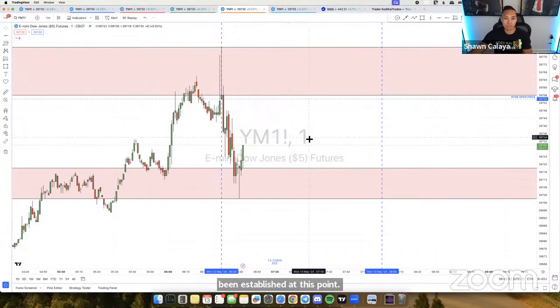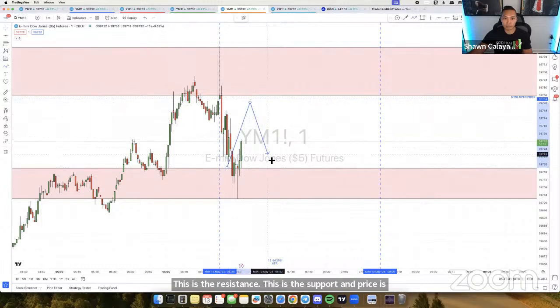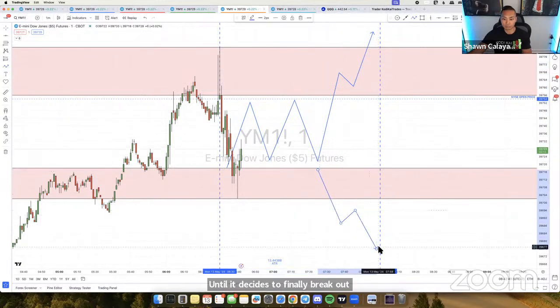All right, so we got structure right here now. Now you guys can see where the range is currently sitting. This is the resistance, this is the support. And price is pretty much just going to sit around this area here until it decides to finally break out above or below.